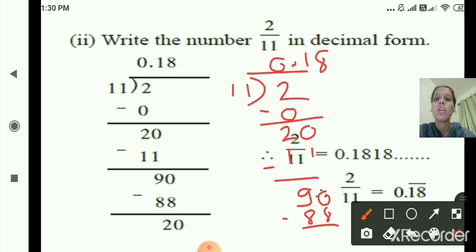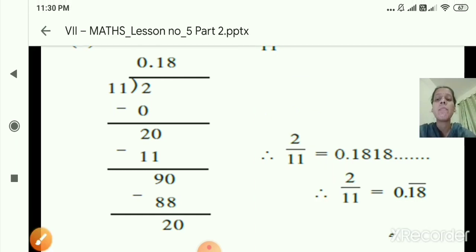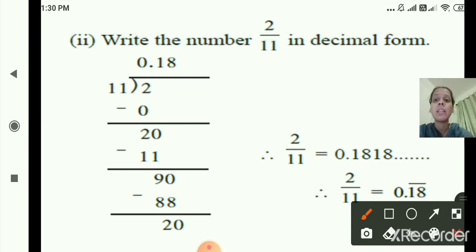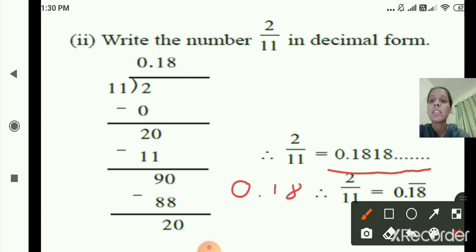Then again we got here 2. Now again we will put here 0. What we will do here, 11 ones are 11, again the same. So it is continuously, we will get the same answer, 18, after the decimal point. So in the answer, instead of writing this 0.1818 continuously, you will write it like this, 0.18, and this 18 is a group of numbers continuously repeating, so you will draw a horizontal line.